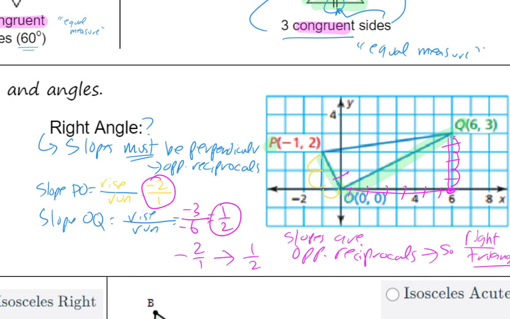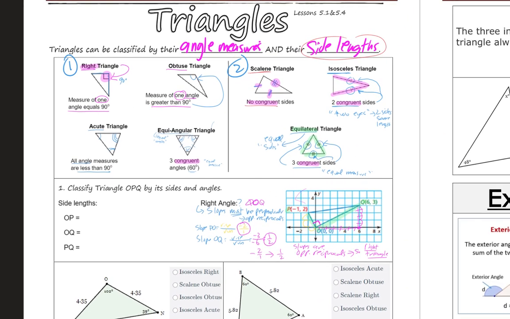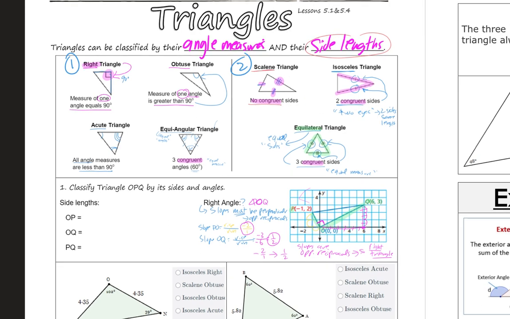All right, so we know that we can do this right over here now because we did this. The right angle is going to be angle O. We could say that's angle O, or angle POQ. Now that we know that, let's talk about how we can classify the sides. What do we know about the side lengths? We have to know whether they are 3 congruent sides, or if all the sides are different, or if 2 sides are the same.